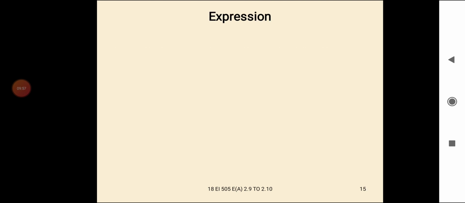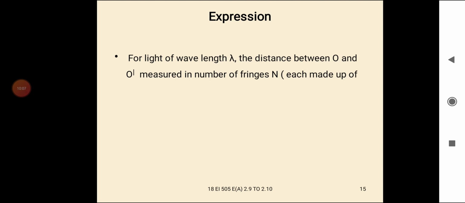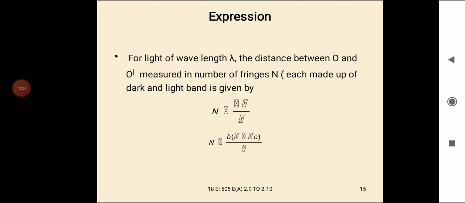Expression: for light of wavelength lambda, the distance between O and O dash, measured in number of fringes N, each made of a dark and light band, is given by N is equal to B of (eta minus eta naught) by eta.